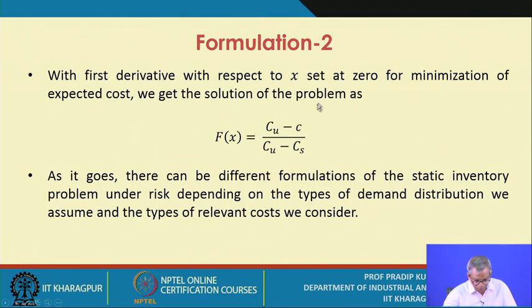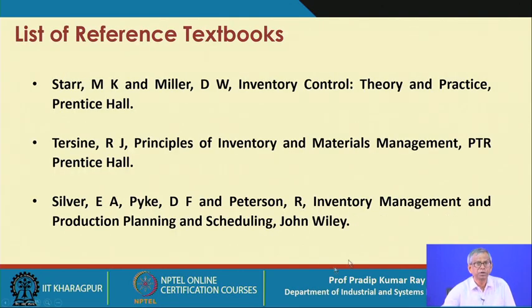So when you apply the Leibniz rule, you get an expression like this, with the minimum expected cost. So F(x) equals (Cu minus c) by (Cu minus Cs). As it goes, there can be different formulations of the static inventory problem under risk, depending on the types of demand distributions we assume and the types of relevant costs we consider. So with this we conclude the session on the static inventory problem under risk.